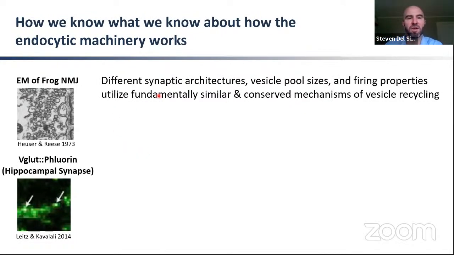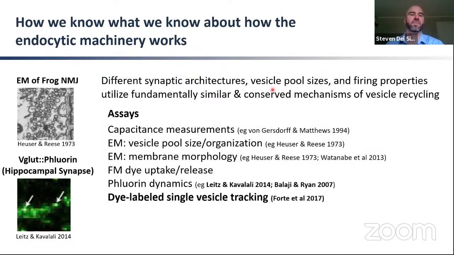So we know that different synaptic architectures in different organisms with different vesicle pool sizes and firing properties are all fundamentally utilizing similar and conserved mechanisms of vesicle endocytosis and recycling. And we know this from assays like capacitance measurements that allow very highly time-resolved measurements of membrane dynamics, from EM studies, for decades, which have provided a very high degree of spatial detail in terms of the membrane remodeling dynamics, assays that can track endocytosis kinetically, such as dye uptake and release, or pH-sensitive fluorescent protein dynamics.